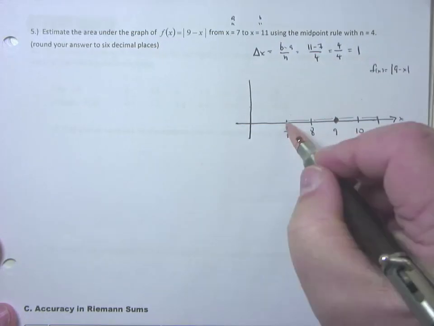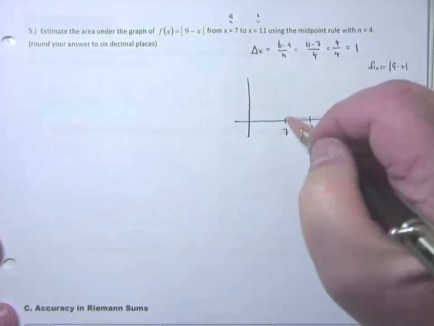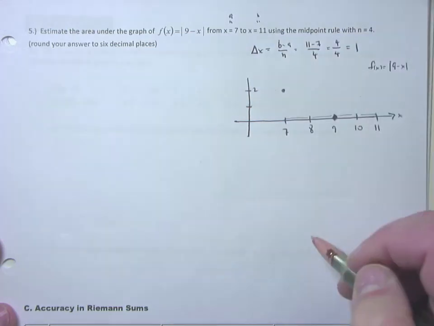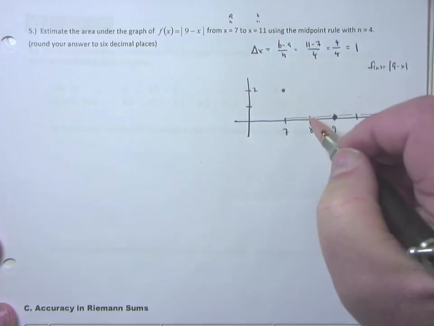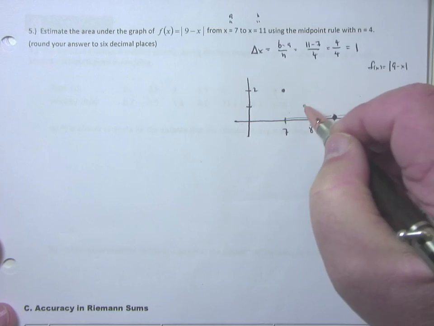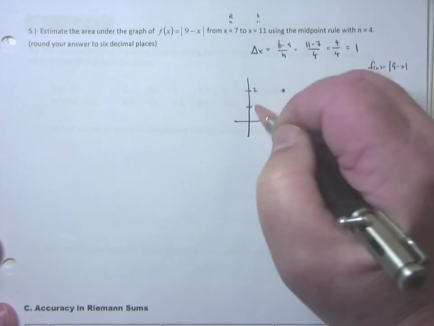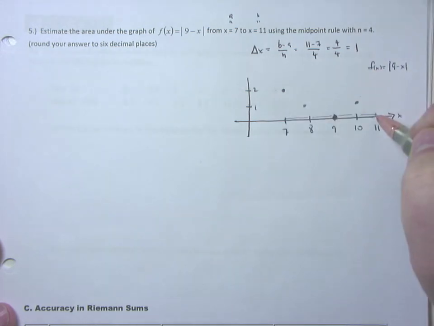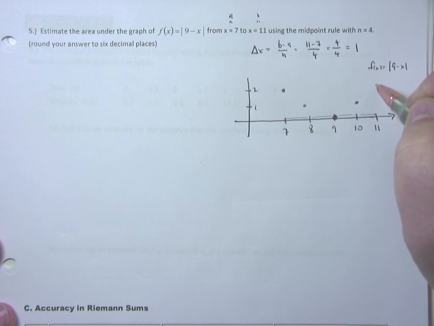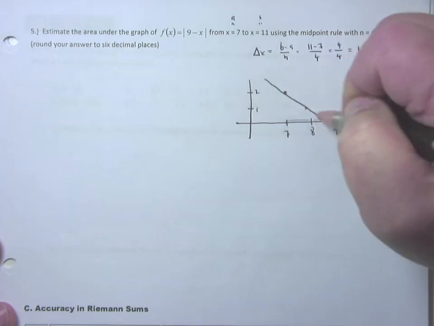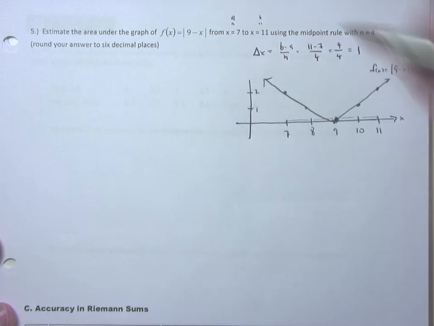I can plug in 7: 9 minus 7 is 2, absolute value of 2 is still 2, so that will be up here. 9 minus 8 is 1, absolute value of 1 is 1. There's 9. Plug in 10: 9 minus 10 is negative 1, but the absolute value of that is back to positive 1. And 11: 9 minus 11 is negative 2, absolute value of negative 2 is positive 2, so there it is. And what a surprise, this is your V graph that we were anticipating.